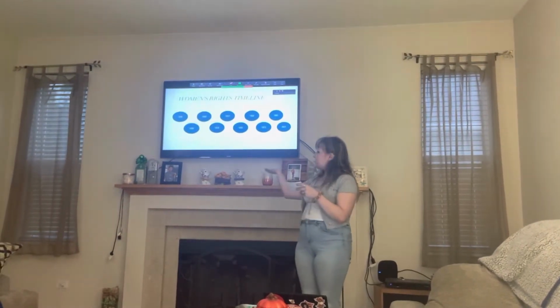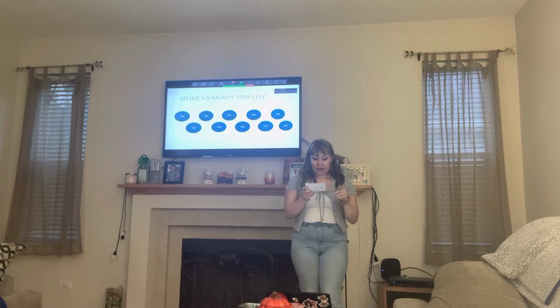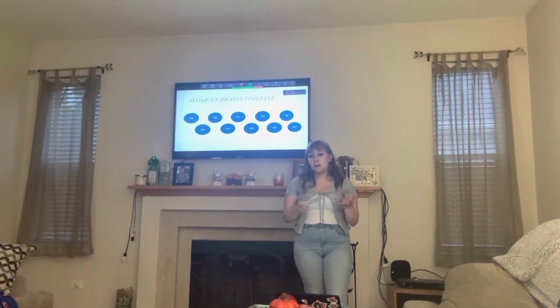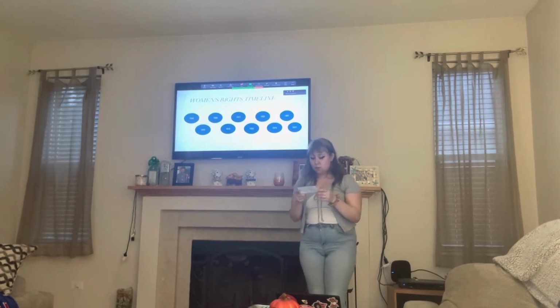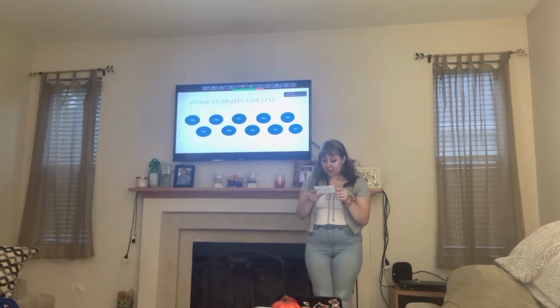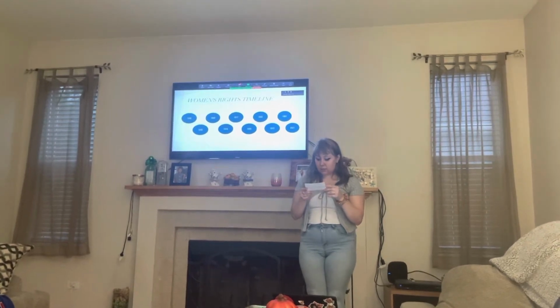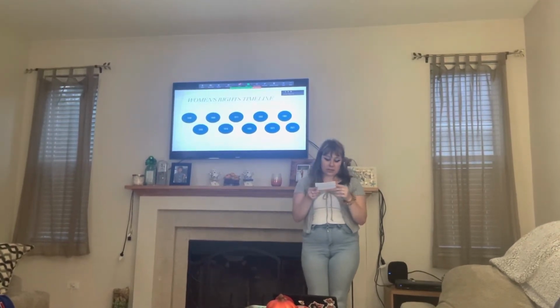So here is the women's rights timeline. In 1848, the first Women's Rights Convention was held in Seneca Falls, New York, and 300 people went. 68 women and 32 men signed the Declaration of Sentiments, which eventually led to the 19th Amendment.